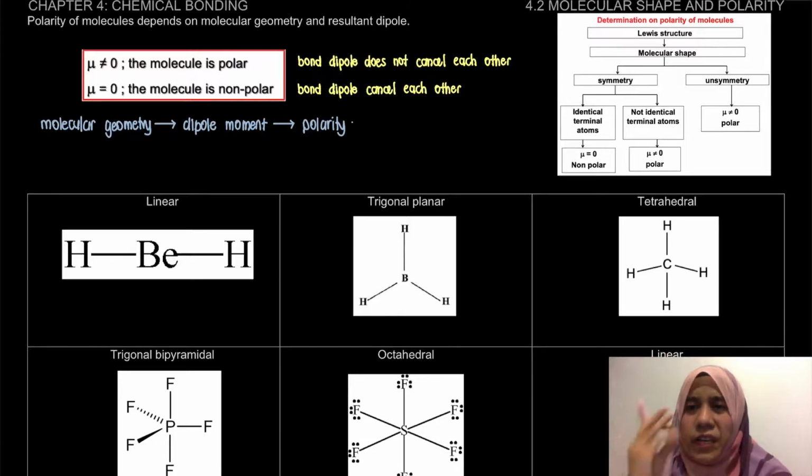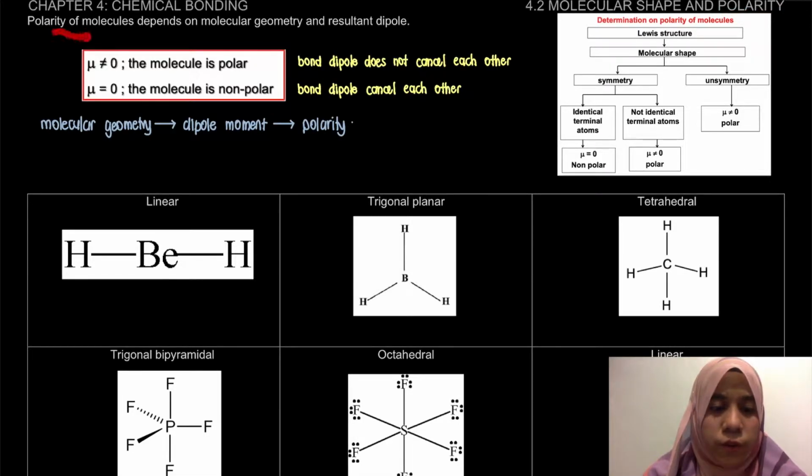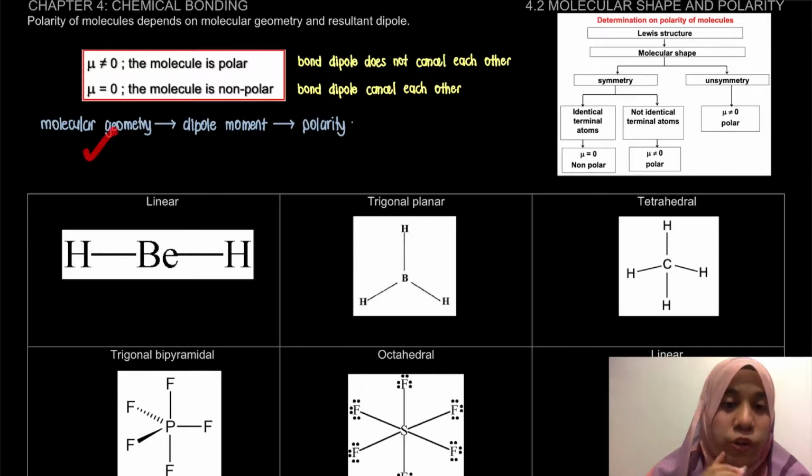Now we are going to learn the polarity of the molecule. Polarity of the molecule depends on the molecular geometry, which is your shape, and the resultant dipole moment. When mu is not equal to 0, the molecule is polar, which means the bond dipoles do not cancel each other. When mu is equal to 0, where the bond dipoles cancel each other, the molecule is non-polar.